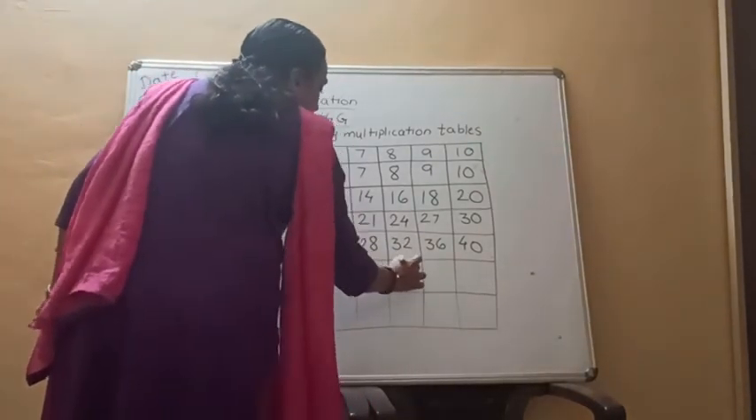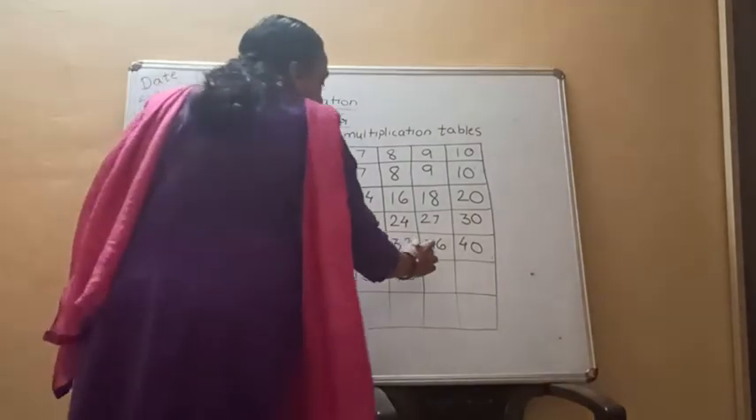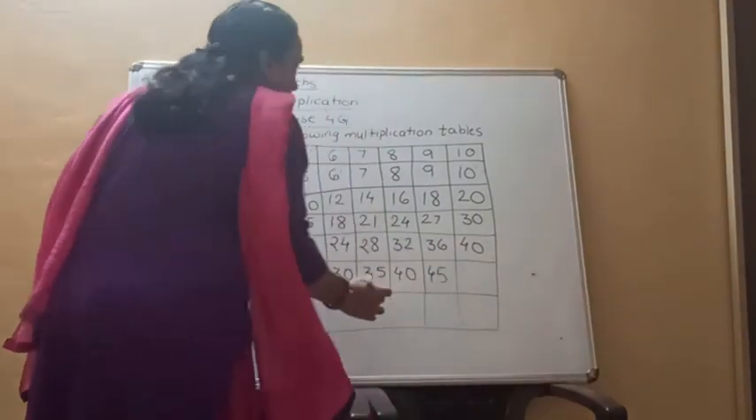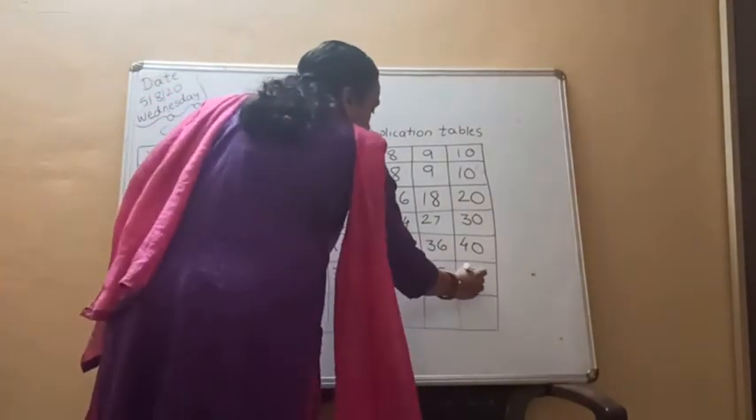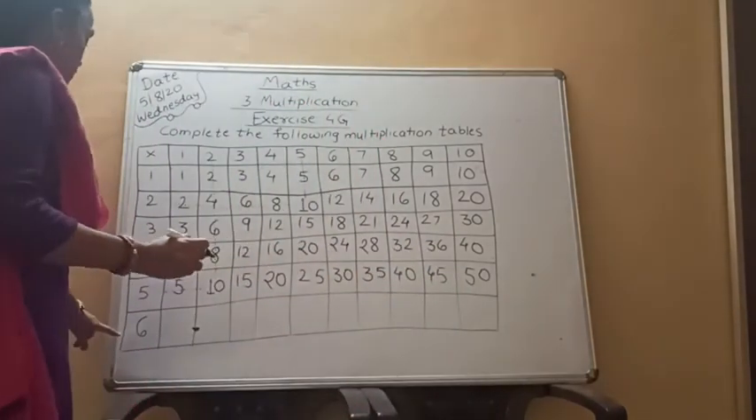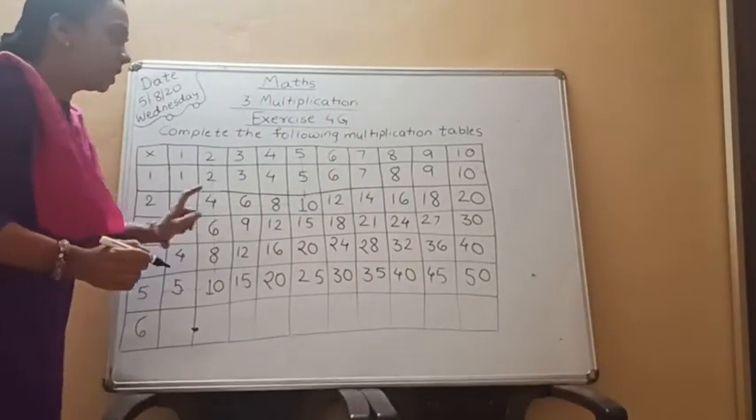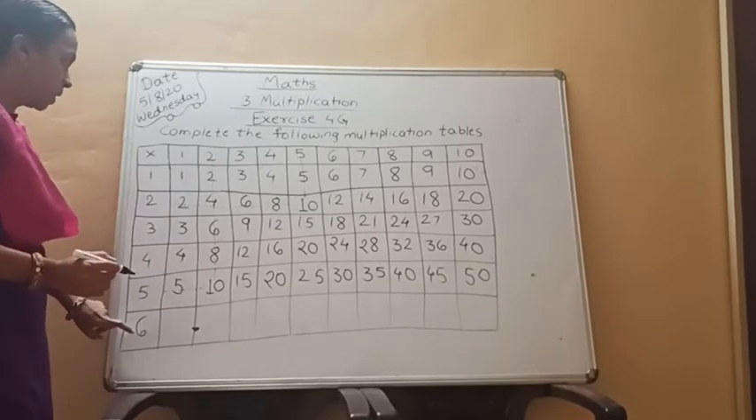5 multiplied by 8. 5 eights are 40. 5 multiplied by 9. 45. 5 tens are 50. So, this is our table of 5. Now, we have to complete table of 6.